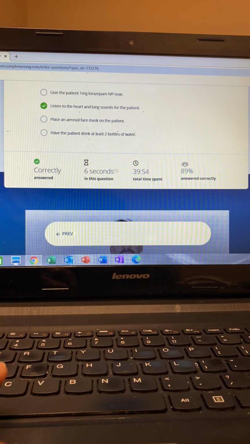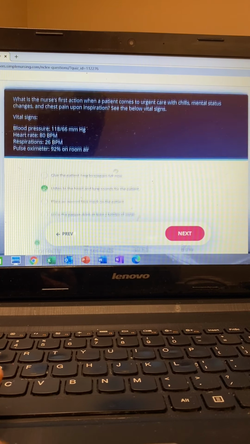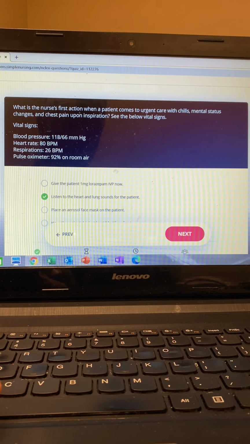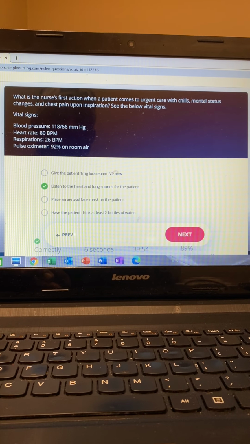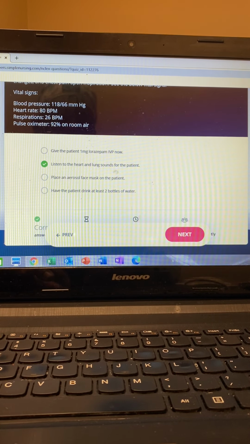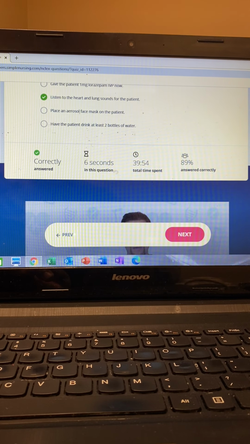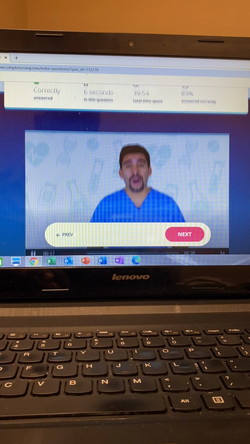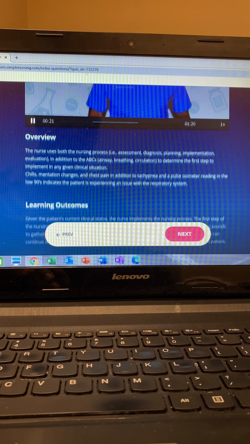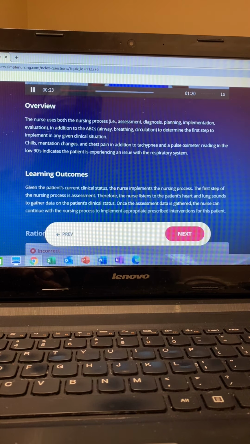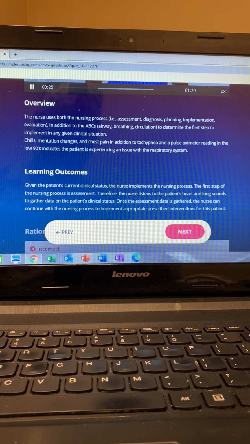Now using our 3 steps, let's break this down. So the question here is asking for the priority action of what do you do first? For the problem, patient comes to urgent care with chills, mental status changes, guys, chest pain upon inspiration, a blood pressure that looks normal, heart rate of 80, which is normal, respiratory rate, which is a little bit high at 26, and guys, a pulse ox that is 92 on room air.